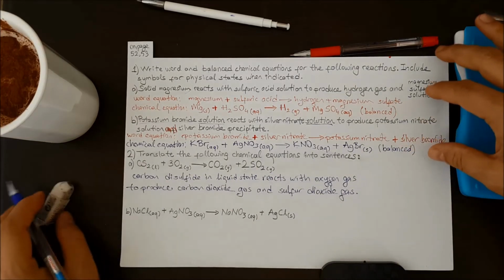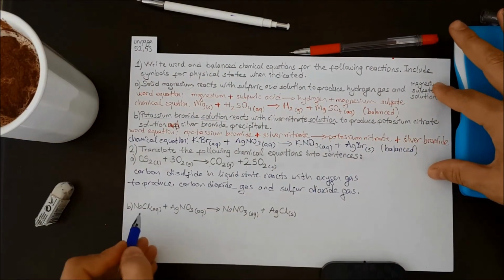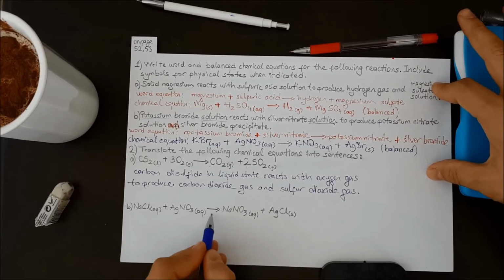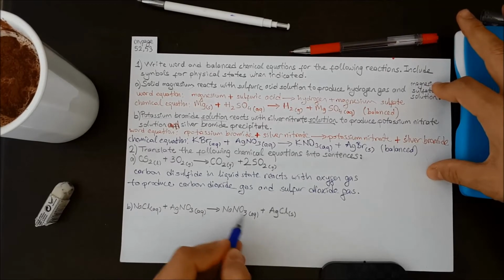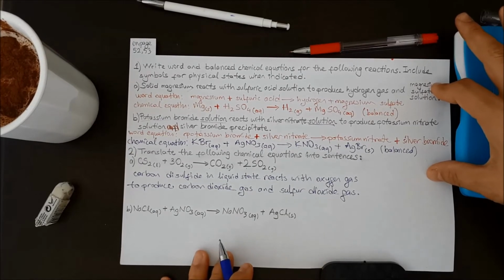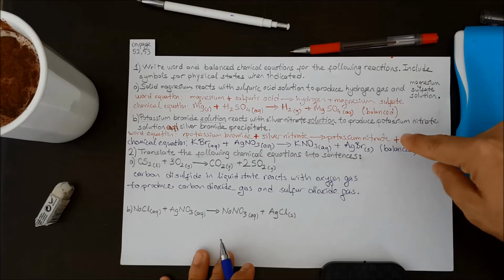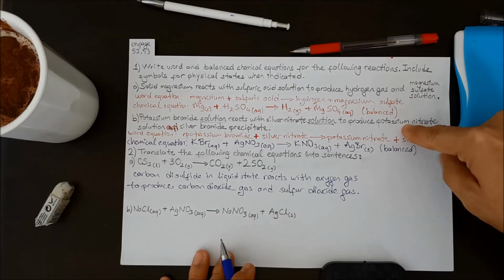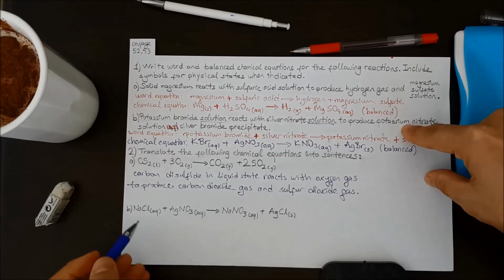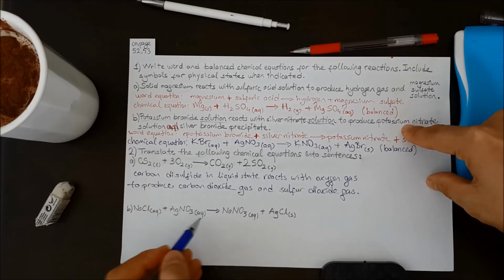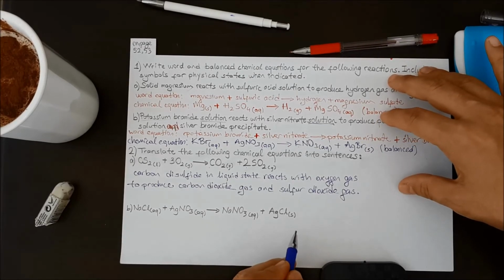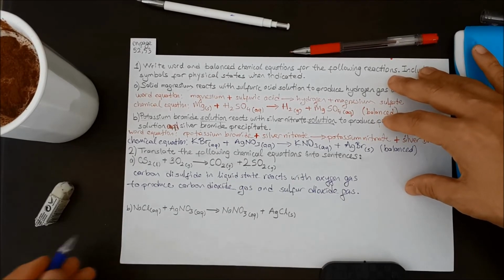In question B, we have aqueous solutions of sodium chloride and silver nitrate. They react to form an aqueous solution of sodium nitrate and a precipitate of silver chloride. As I told you in the solution of question B or question 1, a precipitate is a product of a reaction between aqueous solutions of chemicals, as you see here. So silver chloride is going to be a precipitate in this reaction.